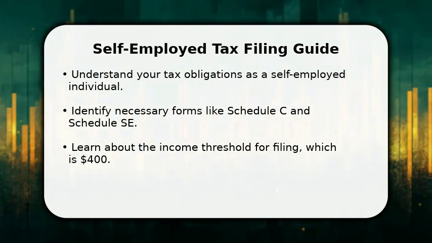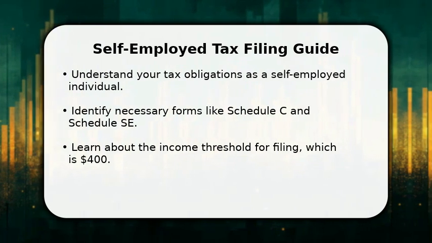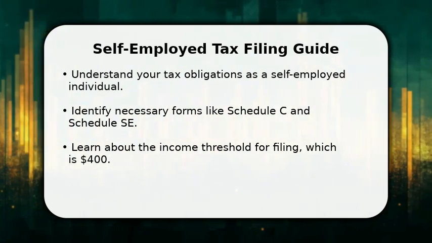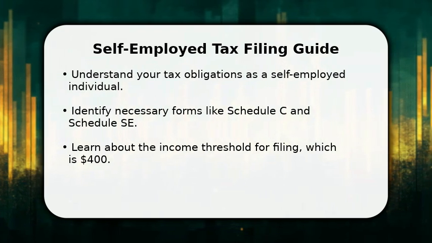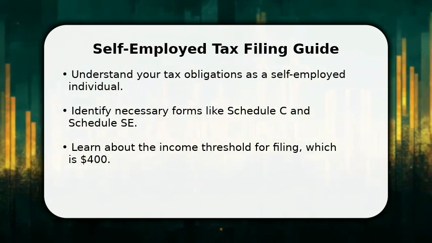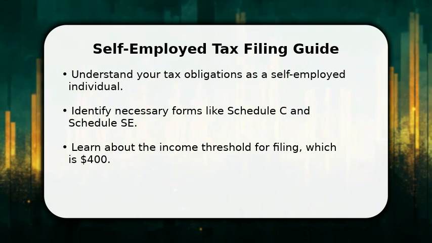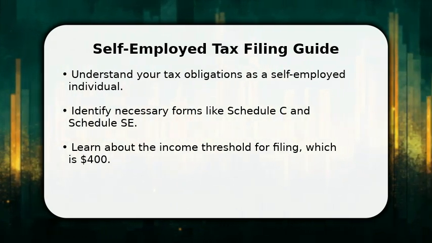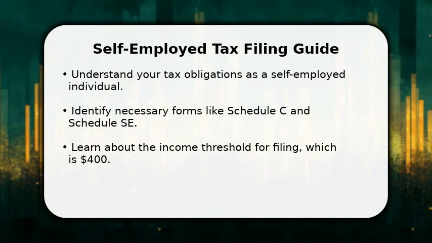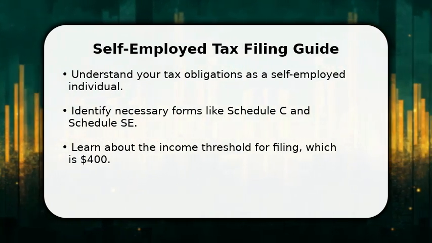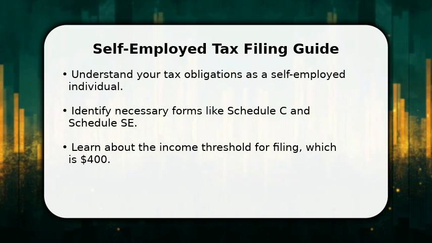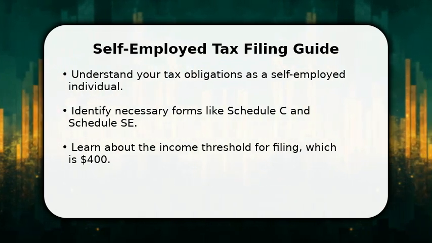First, it's crucial to understand your tax obligations. As a self-employed individual, you're responsible for both income tax and self-employment tax, which covers Social Security and Medicare. You'll typically need to file if your net earnings from self-employment are $400 or more. We'll cover the key forms and steps to ensure a smooth filing process.